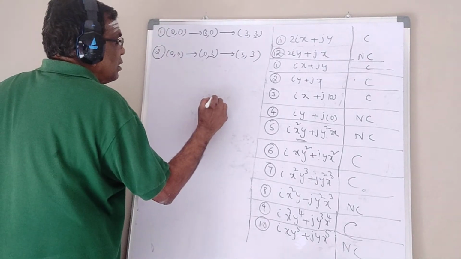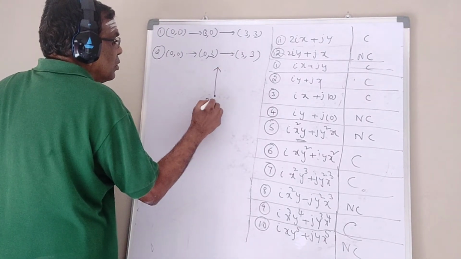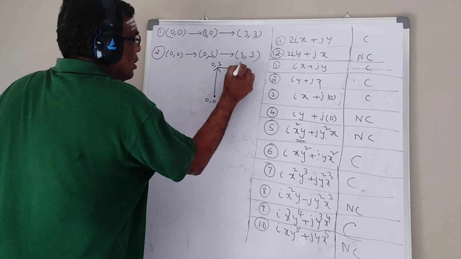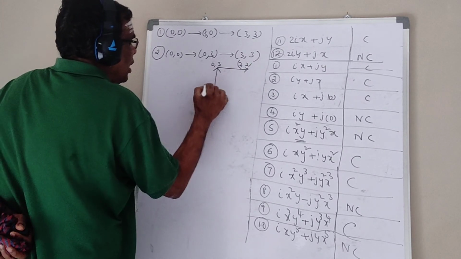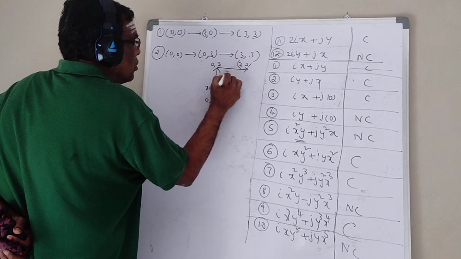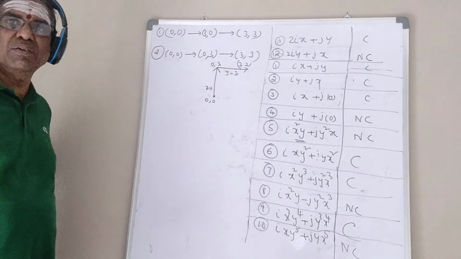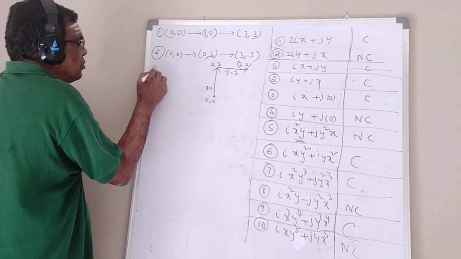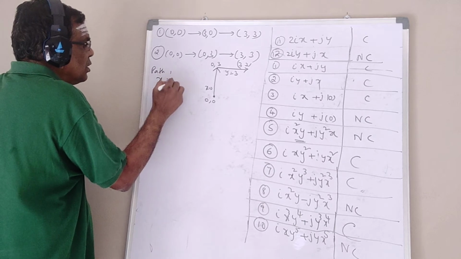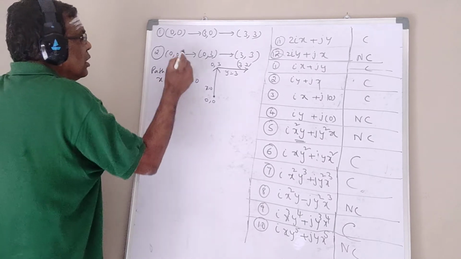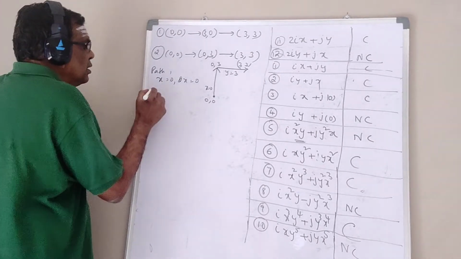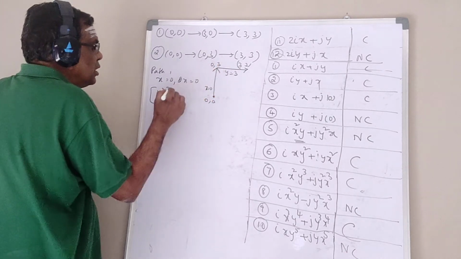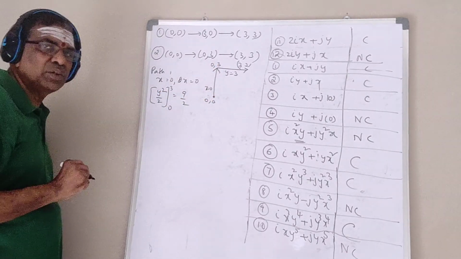So what are you going? 0,0 to 0,3. How are you going? To 3,3. How do you write this? x is equal to 0, and you write y is equal to 3. Very simple. Along path 1, x is 0, dx is 0. Therefore, the first integral vanishes. Integral y dy is y squared by 2 and varies from 0 to 3. So 9 by 2 is the answer.